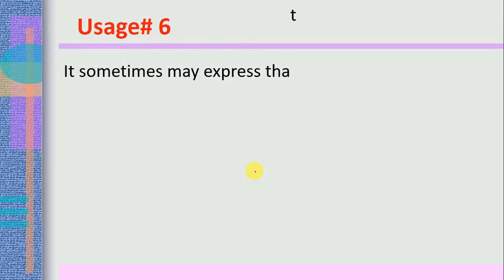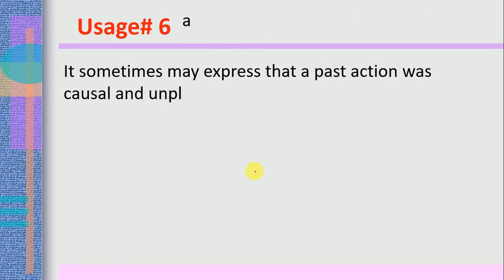The next usage of past continuous tense: it sometimes may express that a past action was casual and unplanned. It sometimes may express that a past action was casual or unplanned.